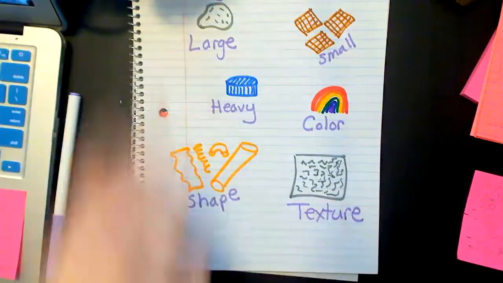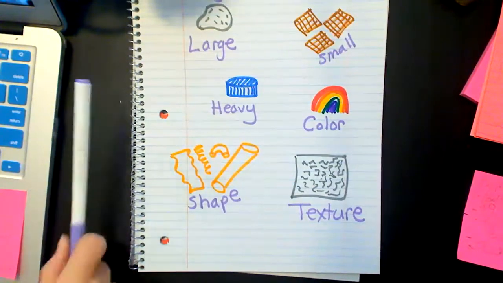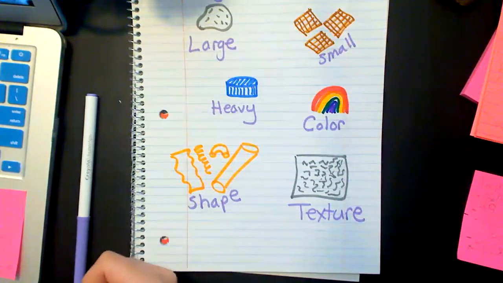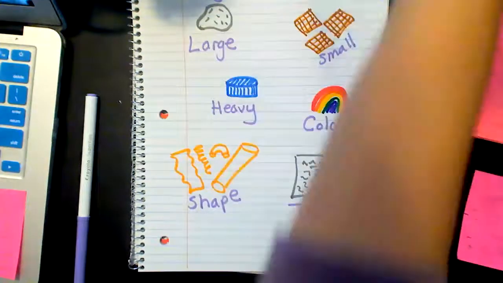Another, actually our last property that we went over was light. So weightless, you can pick it up easy, like a marker or a pencil or a bracelet. Usually bracelets are pretty light. Even a glue bottle doesn't weigh a lot.